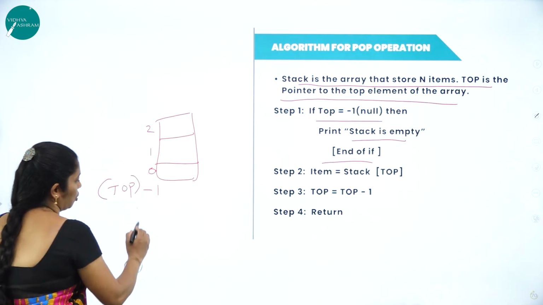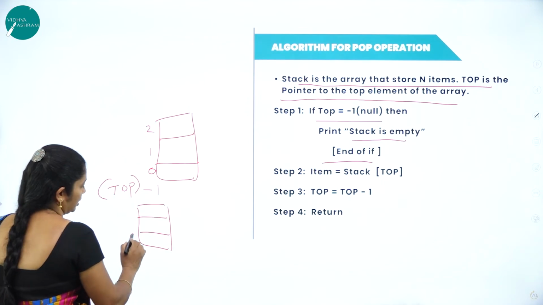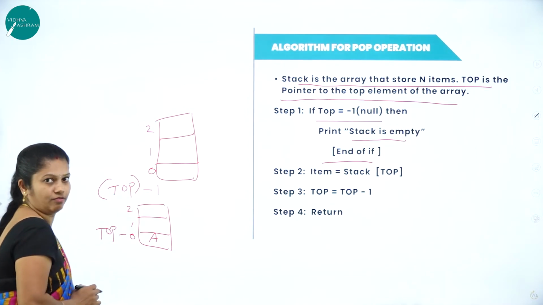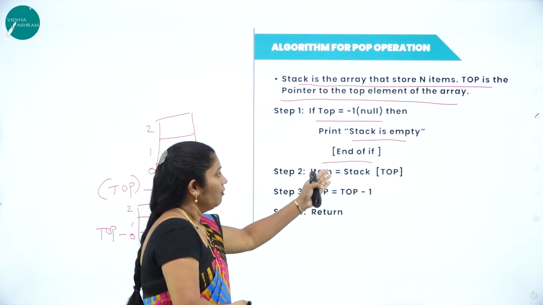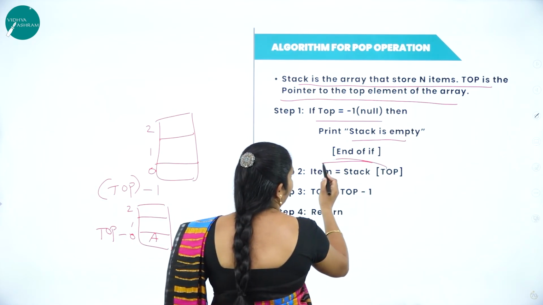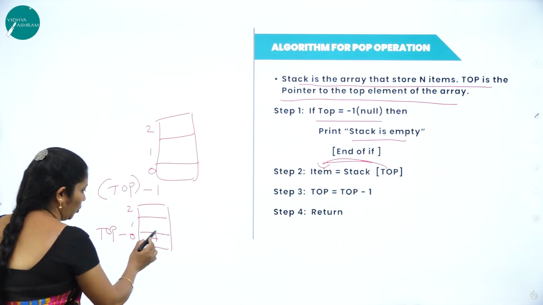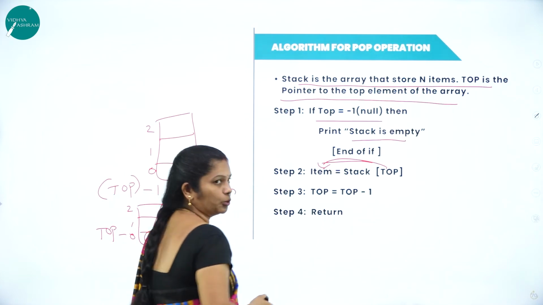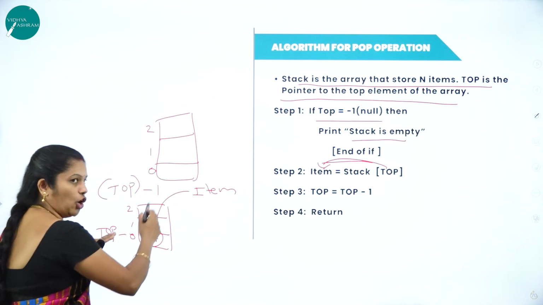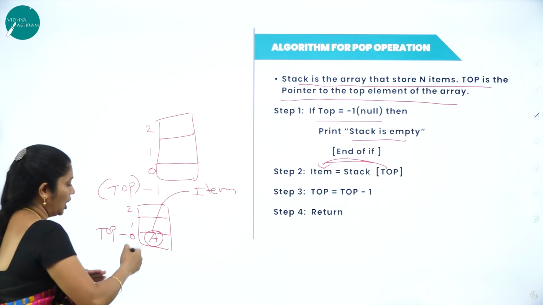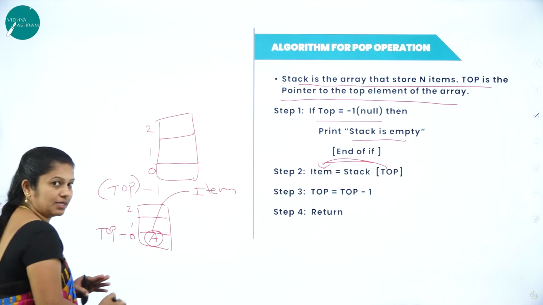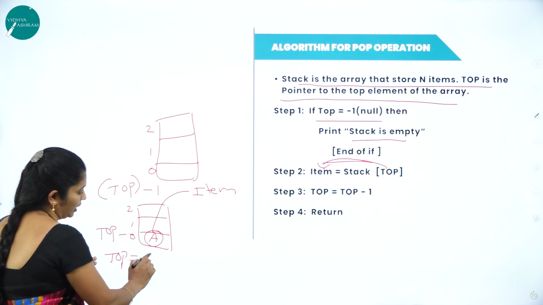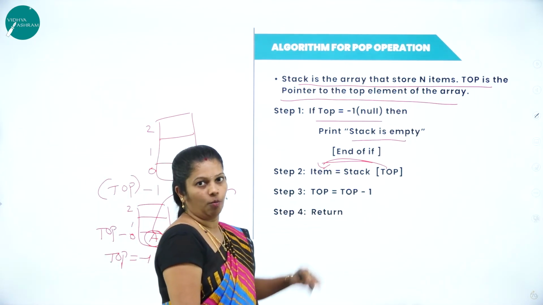Otherwise, consider we have one element. Positions 0, 1, 2. Here it contains only one element. Now 0 represents the top, for example. Then what do you have to do? We have to move the stack top item to the item place. Whatever top value we have, we have to move to the item place. The stack's top element we have to move to item. Once I have moved the top element, the previous top is 0. Now what about the top value? Once I remove it, top represents -1. That's why top equals top minus 1.